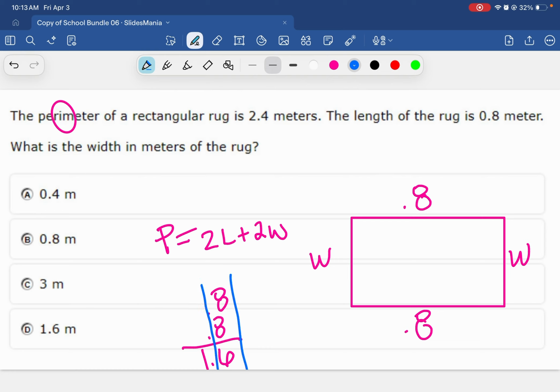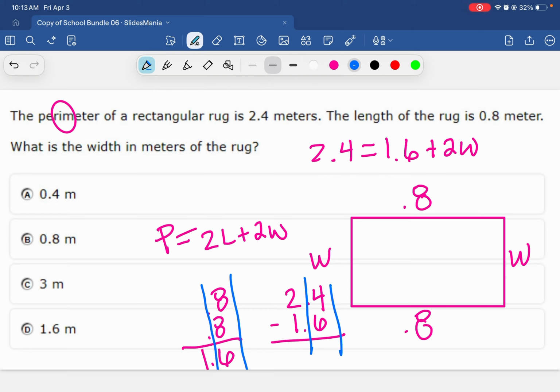So now I'm going to come back to what I already know. I know my perimeter is 2 4/10. And I know both of my lengths together combined is 1 6/10. And now I need the 2 widths. So what you're going to do is subtract and still line up your decimals. And so I'd say look at it as money. It's up to you. As long as you get the answer, it doesn't really matter whatever strategies you use. So you would end up with 8/10.